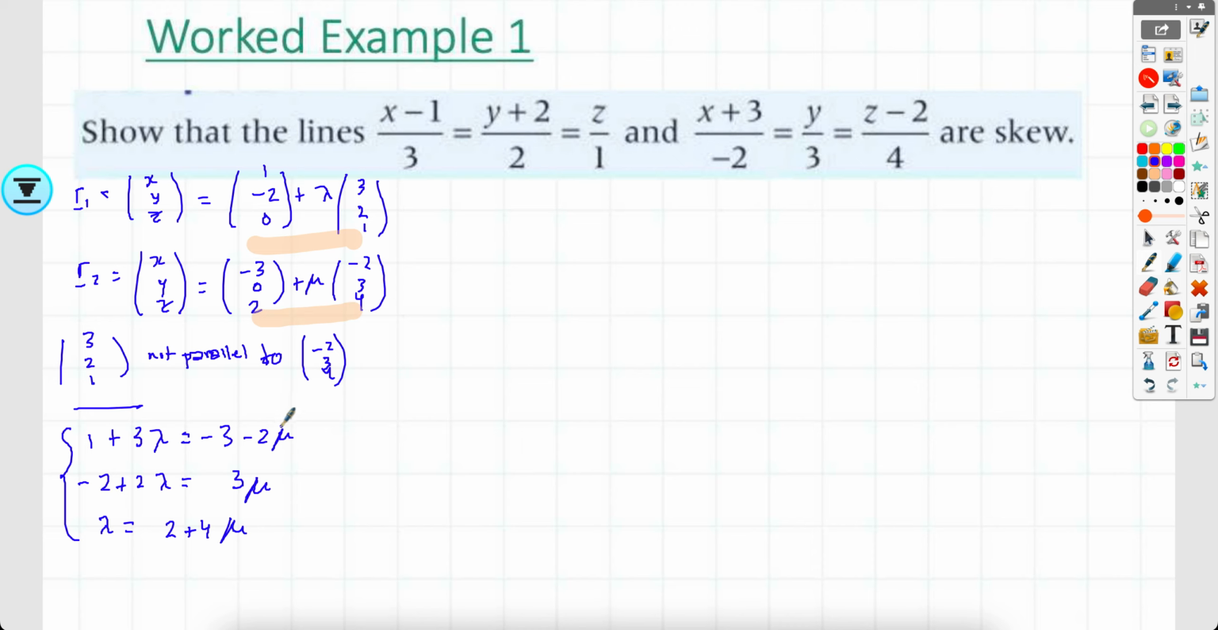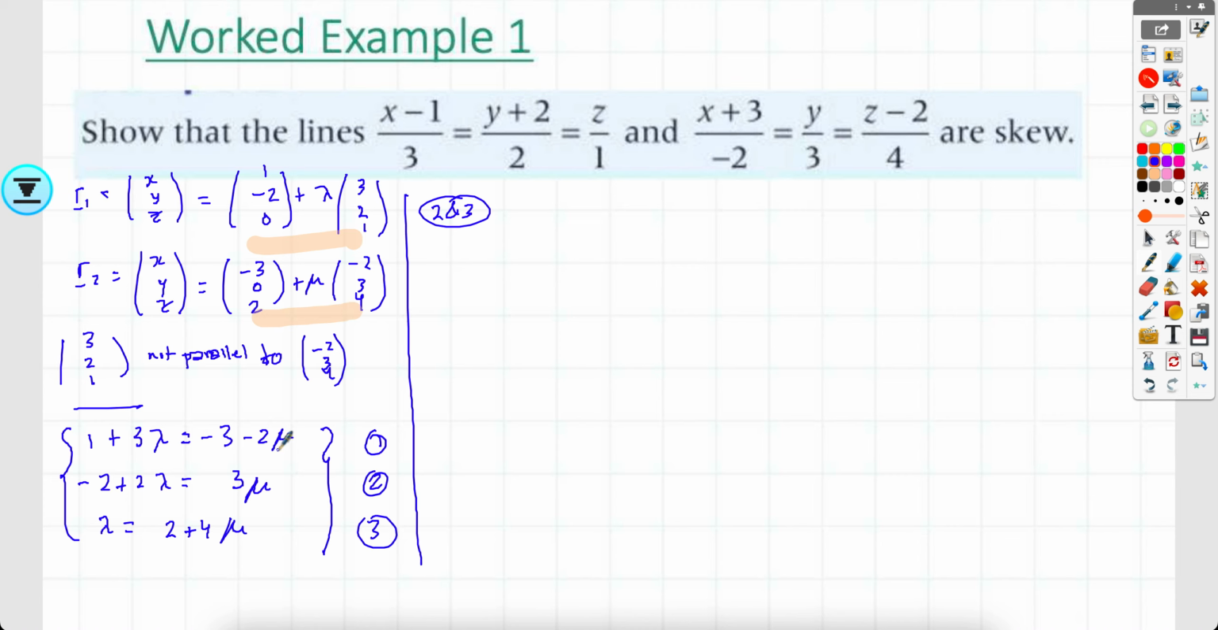Now, you can take the first two equations and solve them simultaneously, but as you can see, the third one actually gives us a nice setup. So this is equation 1, 2, and 3, and I'm going to take equation 2 and 3 together. You could do 1 and 3 if you want to. You could also take the 2 plus 4 mu and substitute it in both equations and solve them all together at the same time. So there are different ways to approach this. You don't have to specifically use this method.